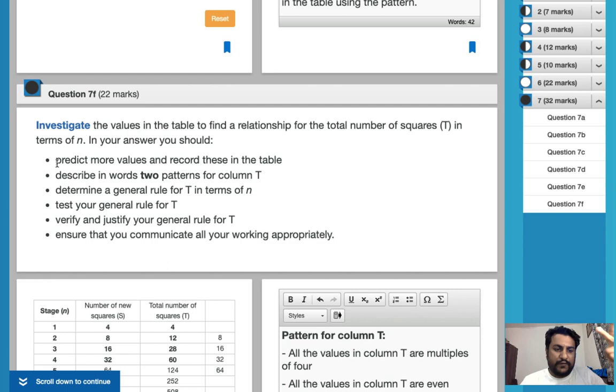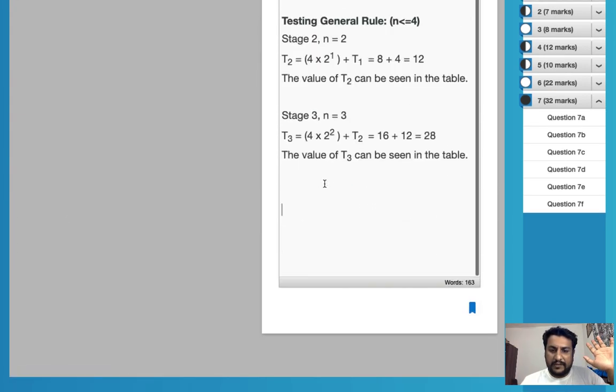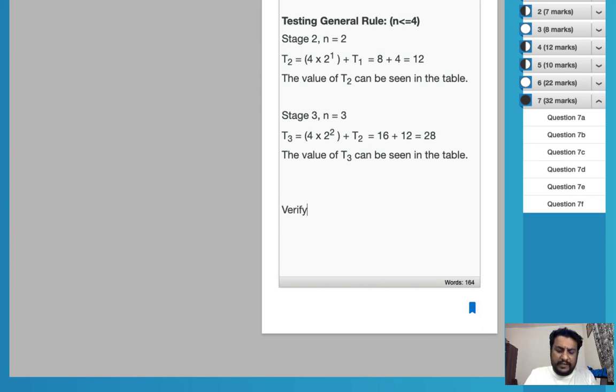See, the 4 pointers, 1, 2, 3, 4 pointers are done. The last and final pointer to earn full marks: verify and justify your general rule for T. Verify, verify your general rule.